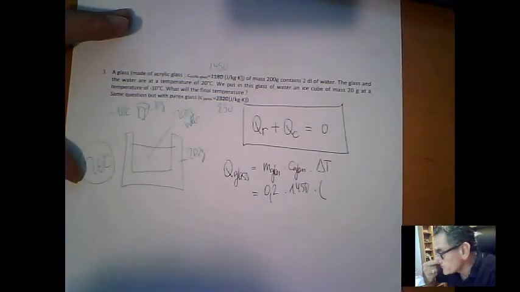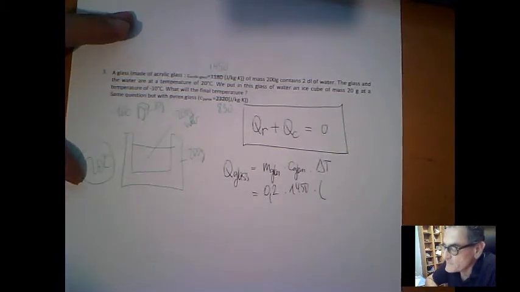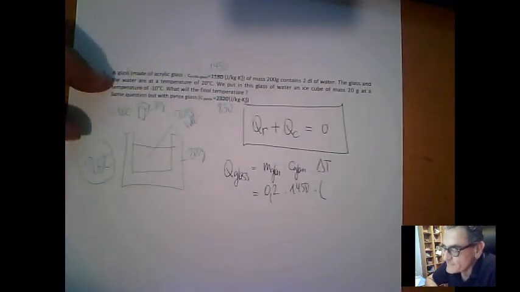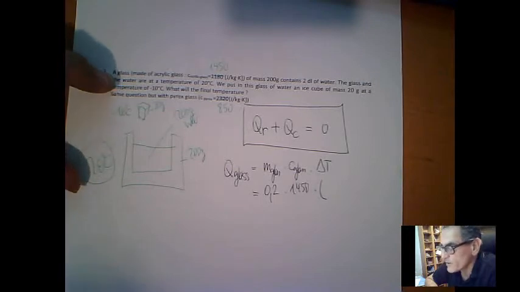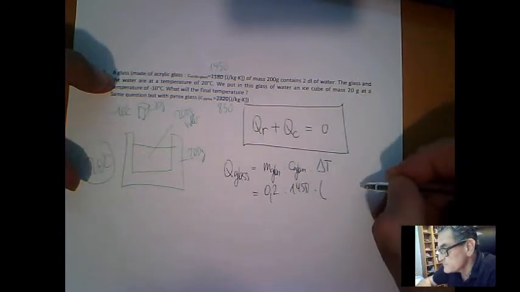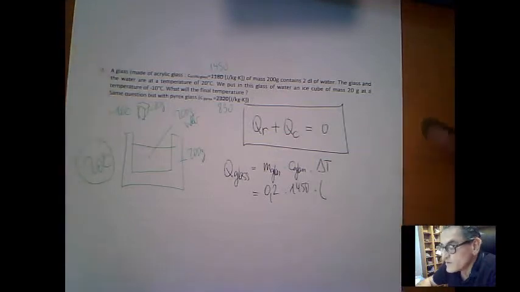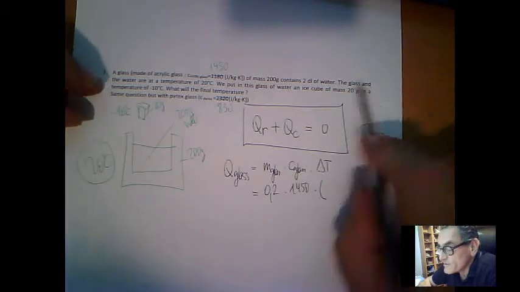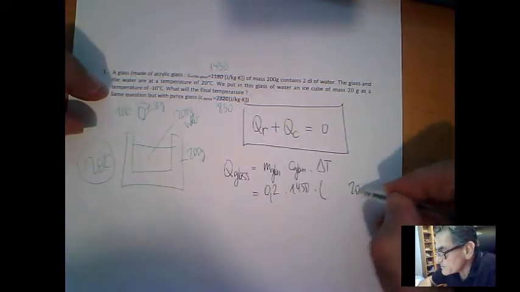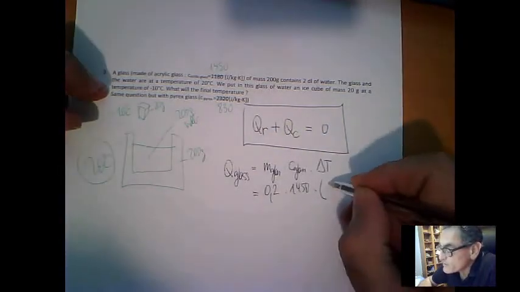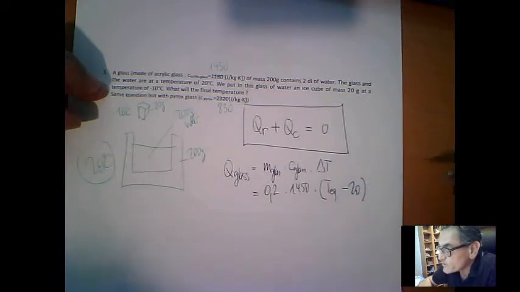And the temperature difference, what is it? How do you write the temperature difference? What is the initial temperature of the glass? Hello, hello? Are you all dead or what? What is the initial temperature? 20. Okay, 20. And what is the final temperature of the glass? This is the equilibrium temperature. We don't know it yet.